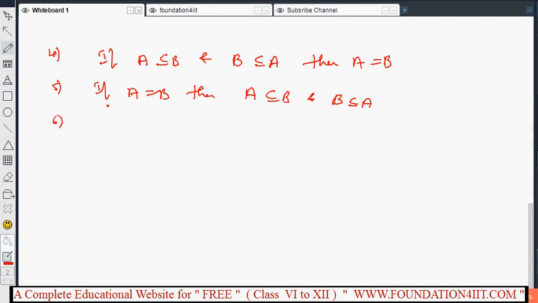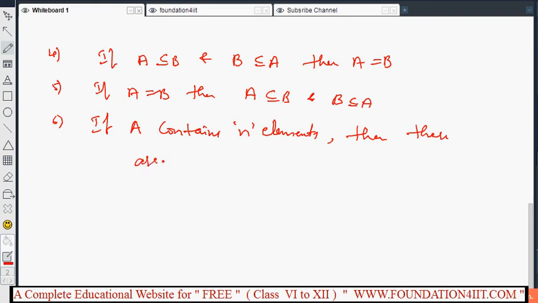If set A contains n elements, then there are 2 to the power n subsets. So if there are n elements, 2 power n subsets we can make. I'll give some more clarity about the sixth point.